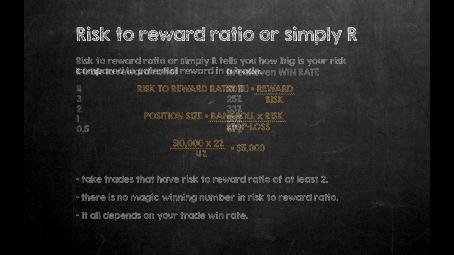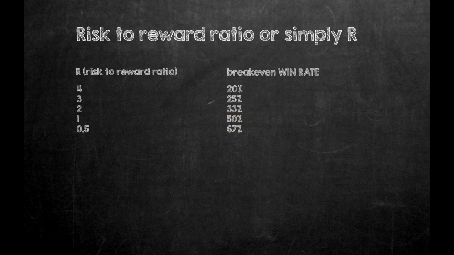For instance, if you win 51% of trades and lose 49% of trades, you would be a winning trader with a risk-to-reward ratio of only 1. If your risk-to-reward ratio is 2, you only need to be right 1 out of 3 times to break even. If you are right more than 33% of the time, you'll be a profitable trader.